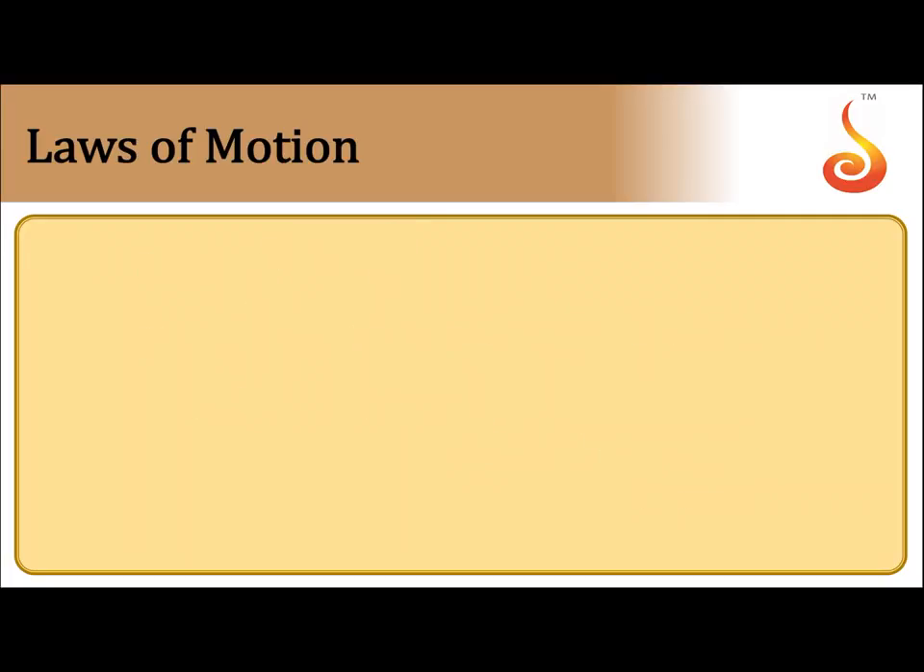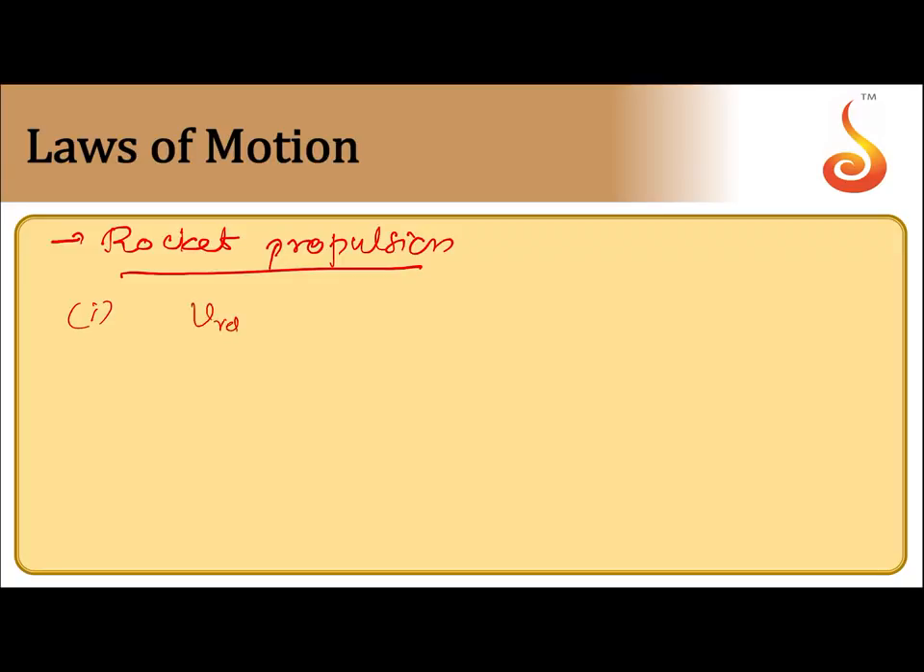We'll take one more here, that is the case of motion of a rocket, the propulsion case. Suppose I consider the case of a rocket ejecting gases, and let's assume that the gases are ejected at a relative velocity v. So this is the velocity of the gas with respect to the rocket.